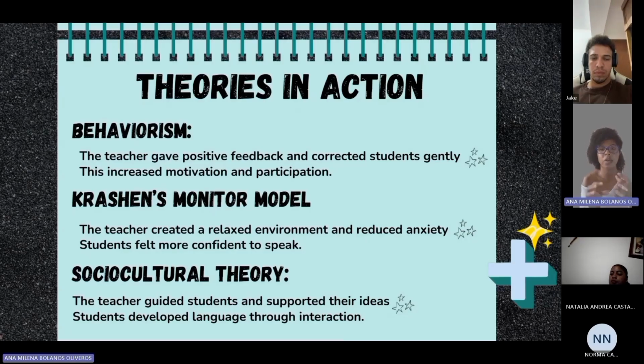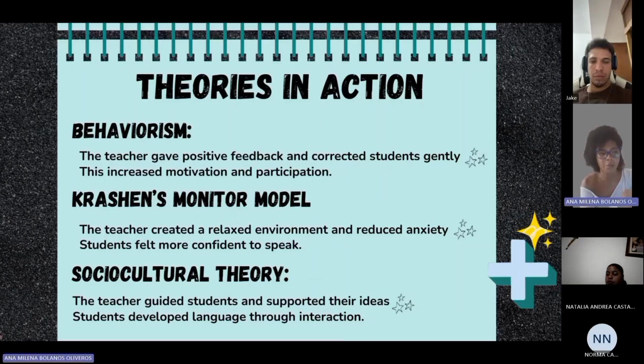So finally, the sociocultural theory: the teacher guided the students and supported their ideas in the best way to help them develop language through positive interaction, to create a simple composition and go step by step to complete sentences like a paragraph, for example, about the situations that they observed in the Resident Evil video.